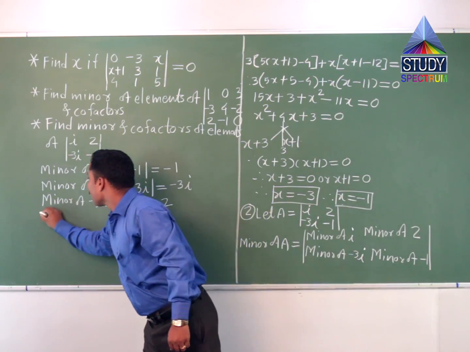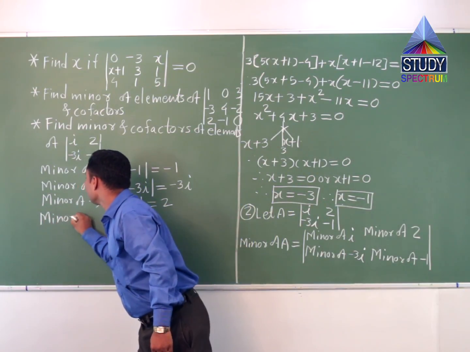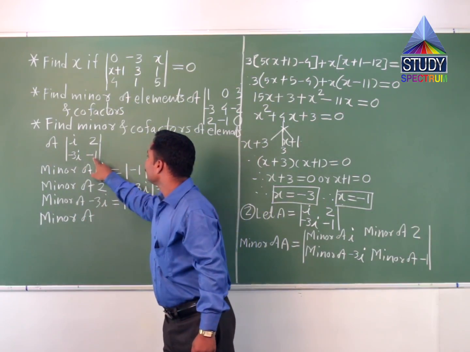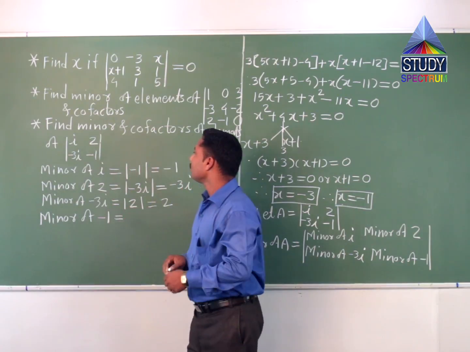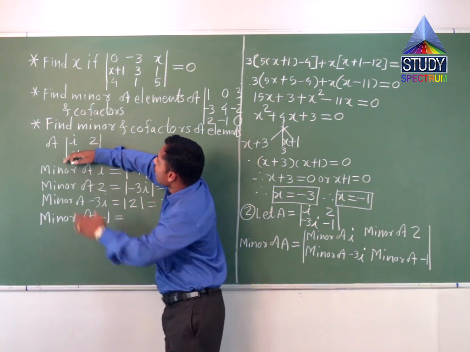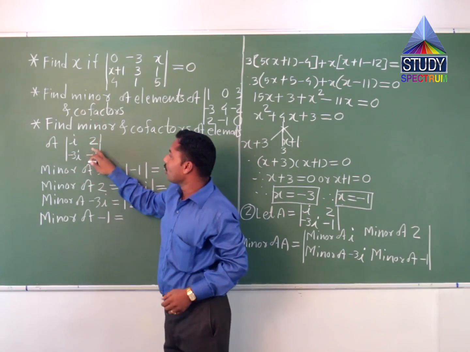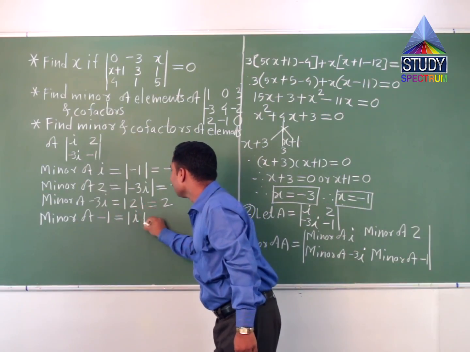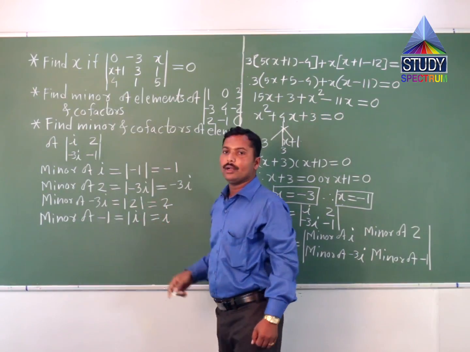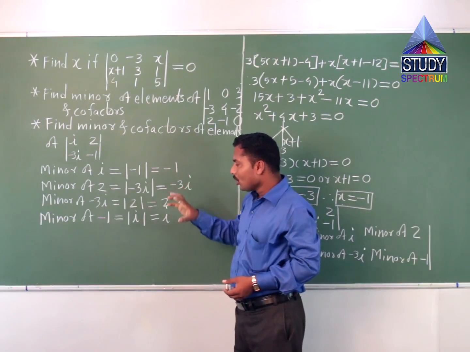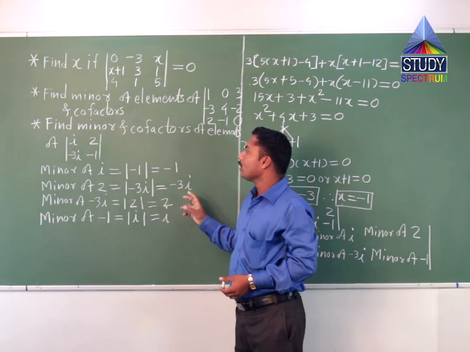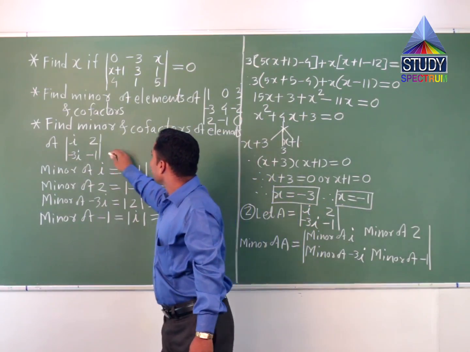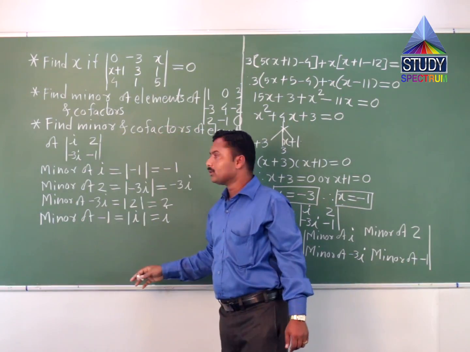And last, the minor of this number -1. Delete the row and column passing through this number. What remains? Determinant of i, again that number itself. In this manner we have found the minors of the numbers of the 2 by 2 determinant. Also we find the cofactors of these elements.